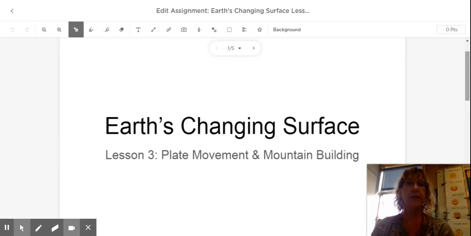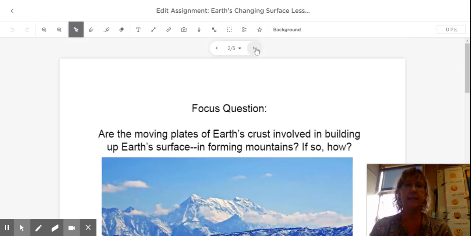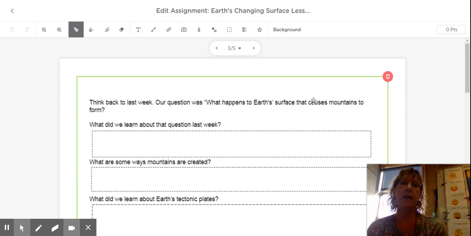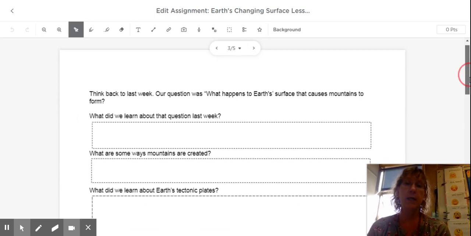Hi, fifth grade. So for today for science, we talked more about how the Earth's surface is changing. We talked about plate movement and mountain building. So let's take a look at these slides, all right? So our focus question for today and tomorrow: are the moving plates of Earth's crust involved in building up Earth's surface, in forming mountains? And if so, how? You have these same questions on your slides.